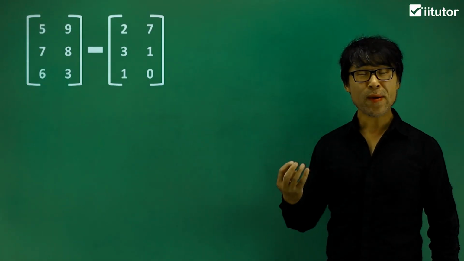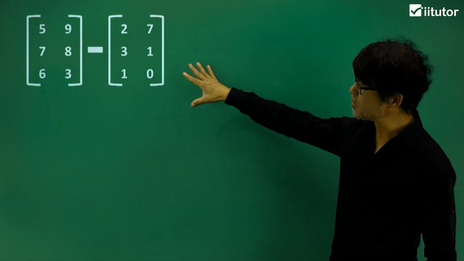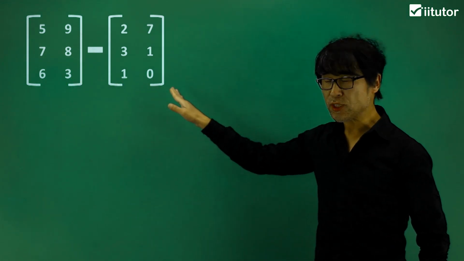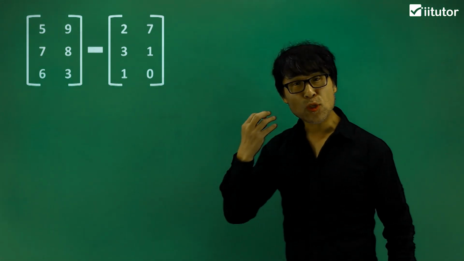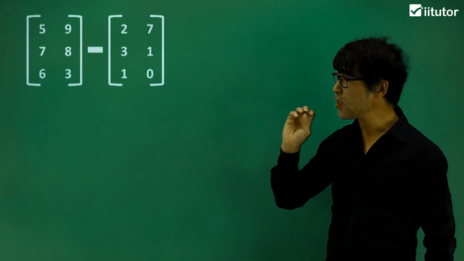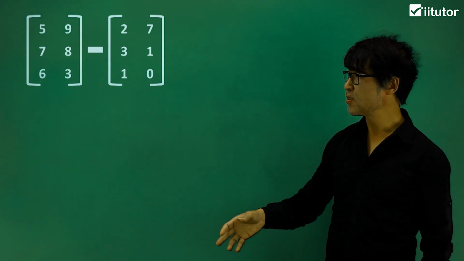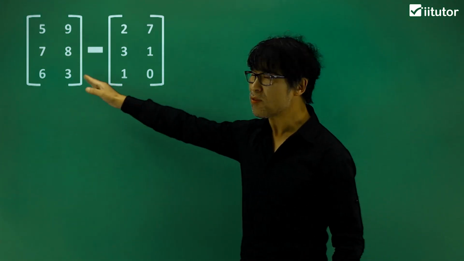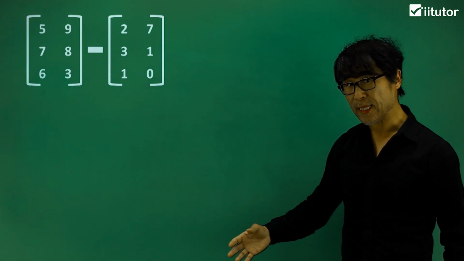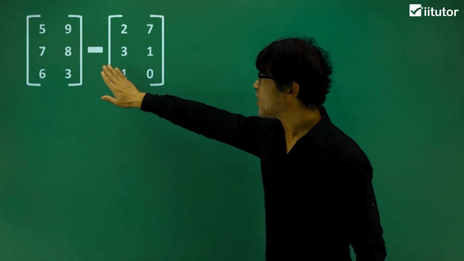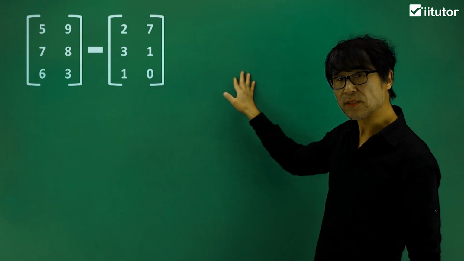Subtraction of matrices. As you can see, those two matrices on the board. So I'm going to show you how to perform the matrix subtraction. It's not the kind of thing that you can't understand, okay? So this minus this one must be something else.